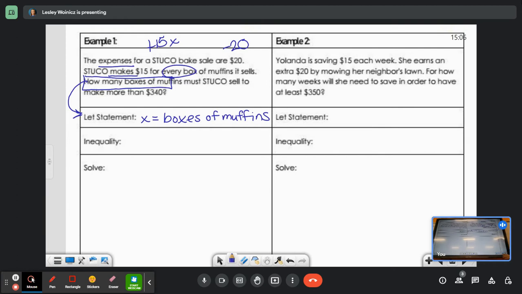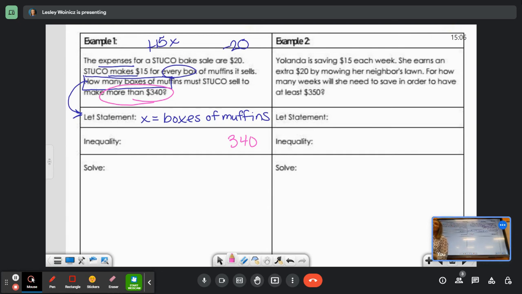Okay, then we have a little bit of a new type of information. We have wanting to make more than $340. Now, think about the kind of information that you have in the word problem. Do you have a rate for either side of the equation, and you have to make the two sides equal? Or do you have a bunch of stuff that adds up to a total? We definitely have a total. And that total is more than 340. So the 340 goes on the total side.